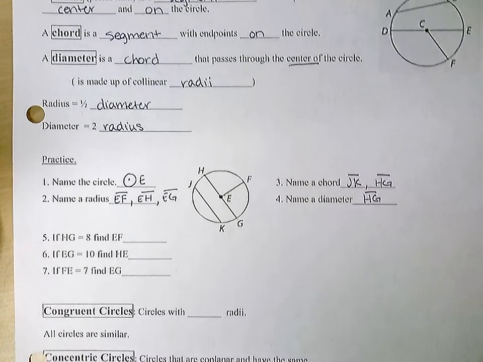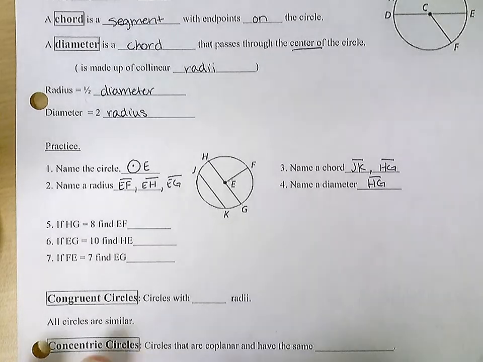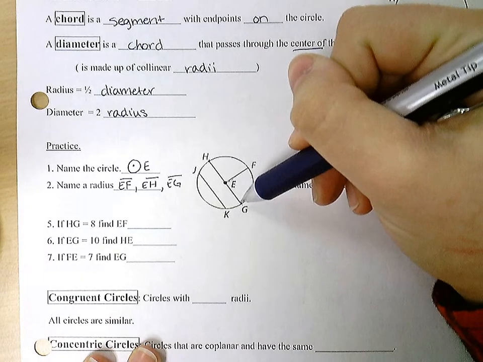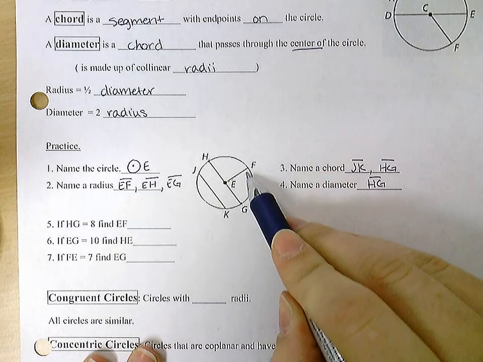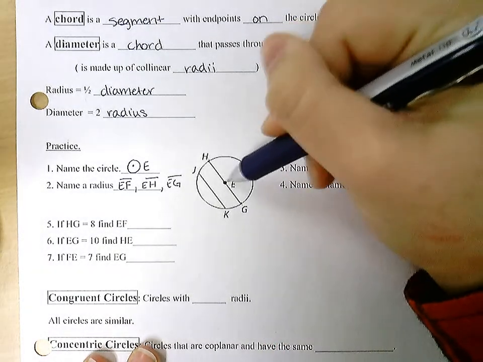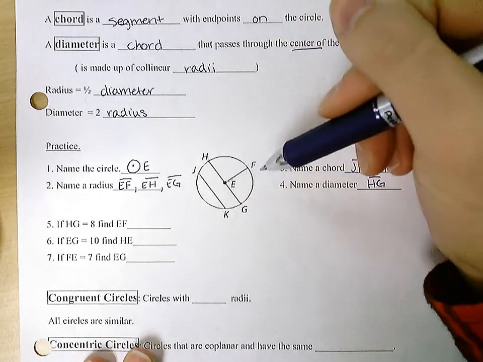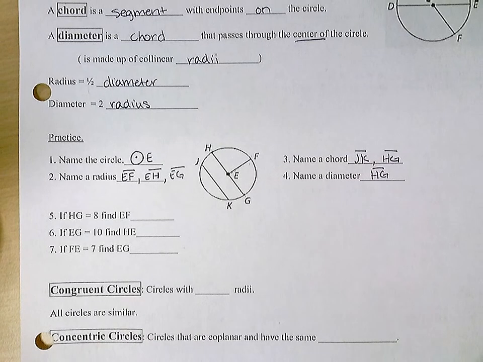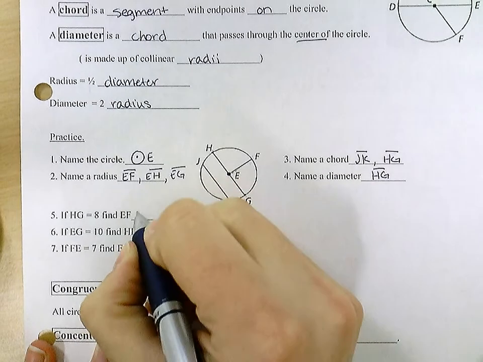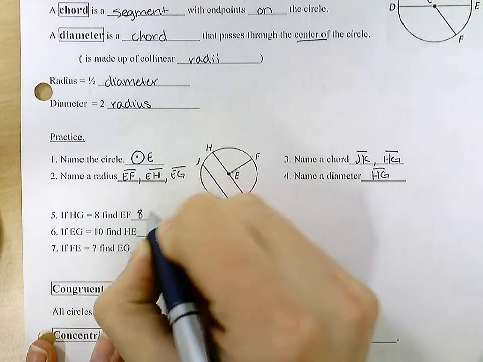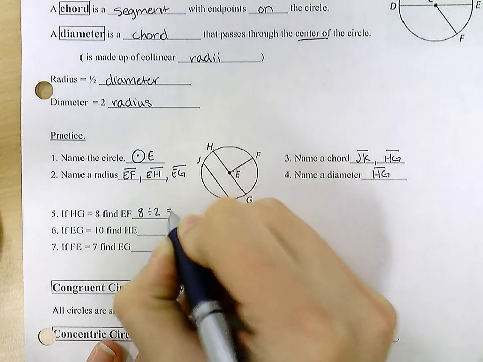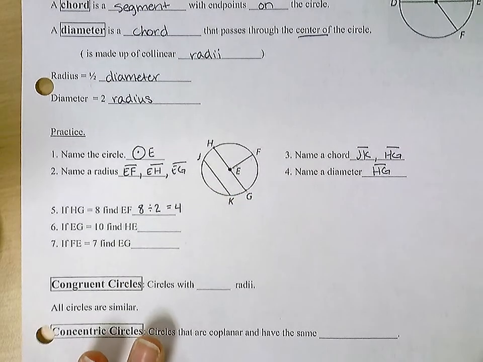Okay, then number 5 says if HG is 8, so H to G, that's the diameter, is 8. We want to find EF. Well, EF is a radius of this circle, and I know that all radii in my circle are going to be congruent to each other. So to find a radius, I'm given the diameter, and I just have to divide it by 2. So EF would be 4.